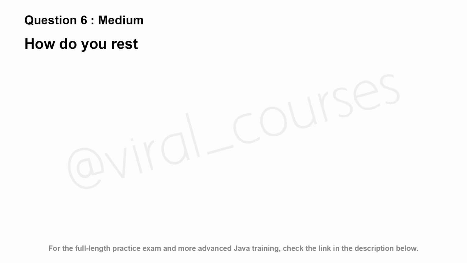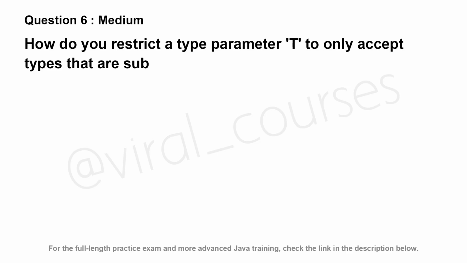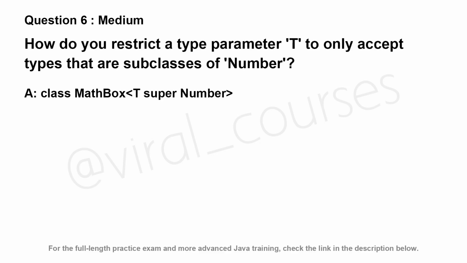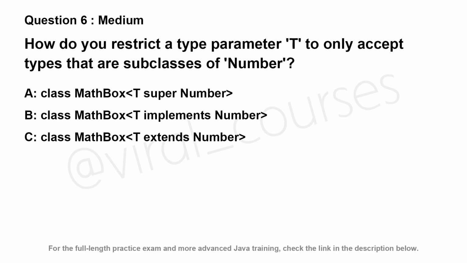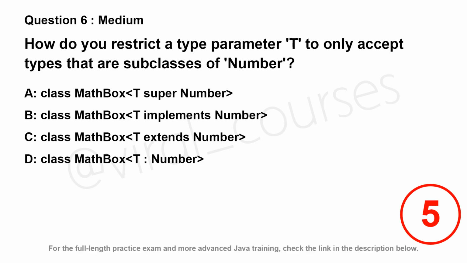How do you restrict a type parameter, T, to only accept types that are subclasses of Number? Option A. class MathBox<T super Number>. Option B. class MathBox<T implements Number>. Option C. class MathBox<T extends Number>. Option D. class MathBox<T Number>.